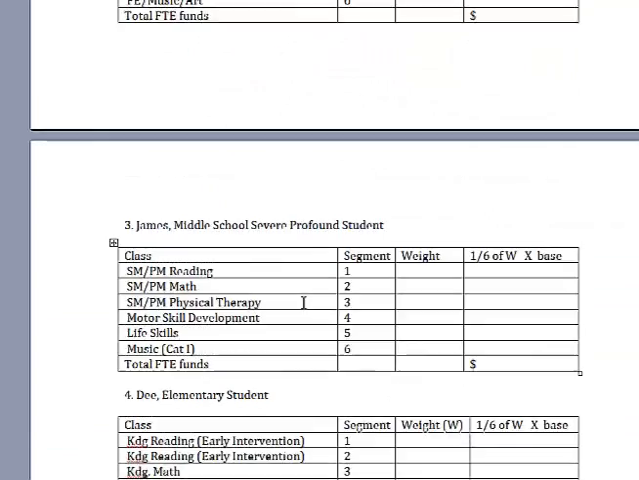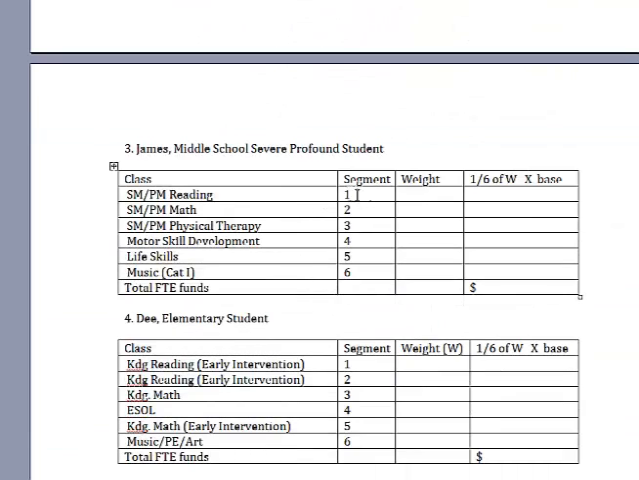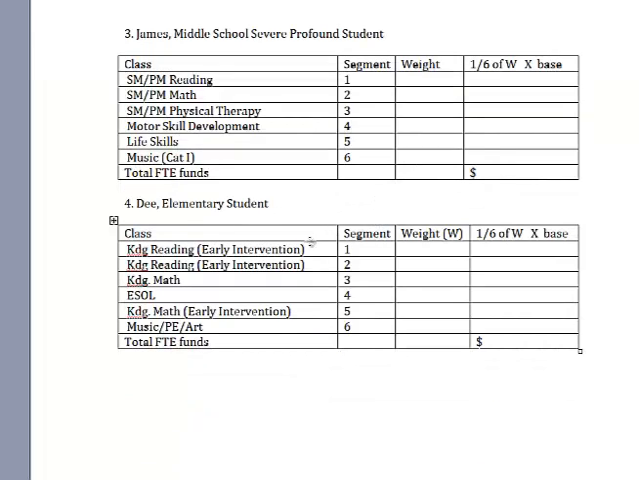Then you're going to do it for a severe profound student, find out what their weights would be, and then a elementary student who's in an early intervention program. That chart that I give you will tell you all the information. You've just got to bring the information together, do the multiplication of what the weight would be per day by 6 segments, and then figure out what they get for that segment.